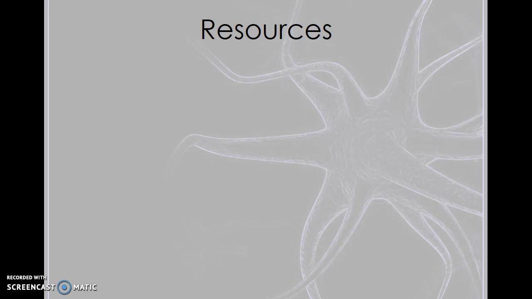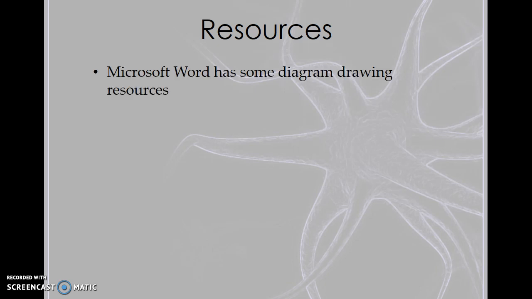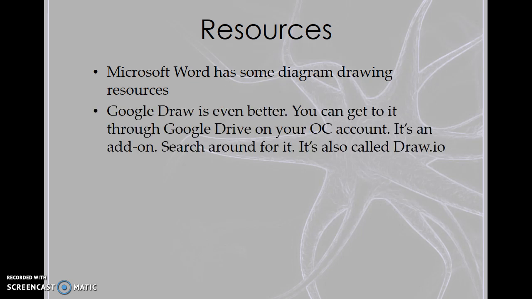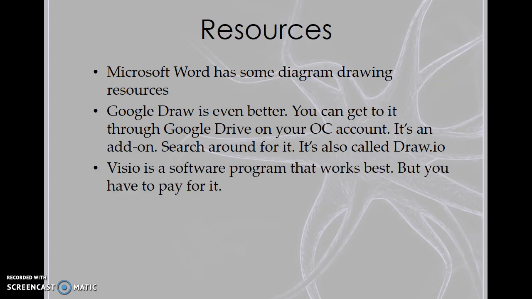Okay. So some additional resources in order to create this diagram. Word has some diagram drawing resources, and they're okay. They're not good. Google Draw is even better. You can get to it through your Google Drive account, on your OC account. It's called an add-on. You search for it. It's also called draw.io. And you just pull it up, and you can create these flowcharts. And that's the one that I'm going to show you today. Now, if you have a lot of money, Visio is a software program that probably is the best. But you have to pay for it, and I'm not requiring it.